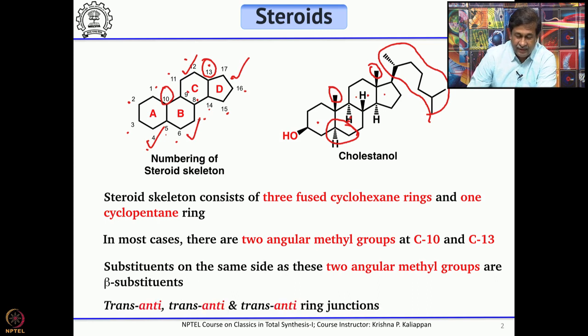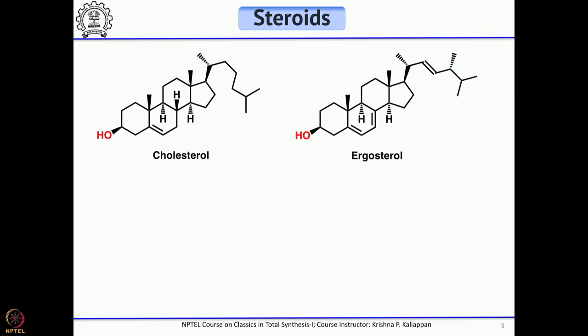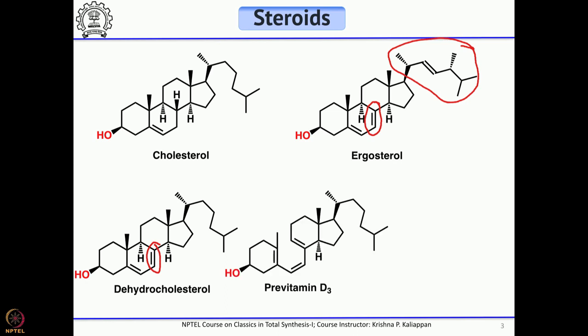And what are the well known steroids? This is cholesterol, which we all have. If you introduce one more double bond and there is a change in the side chain, then this is called ergosterol. And if you have only the extra double bond compared to cholesterol, this is called dehydrocholesterol. Dehydro means you removed one hydrogen. From dehydrocholesterol one can prepare vitamin D3.